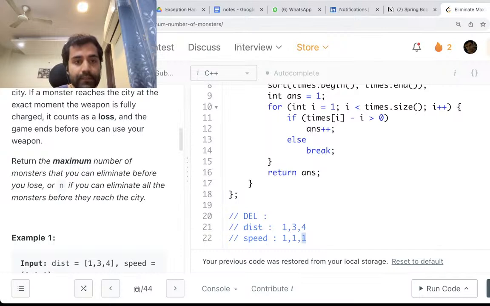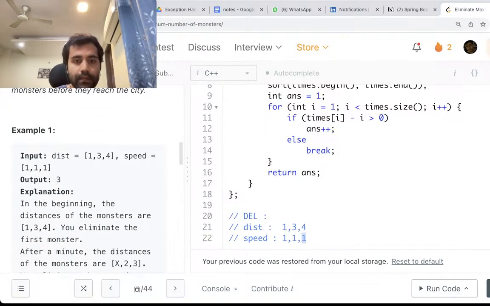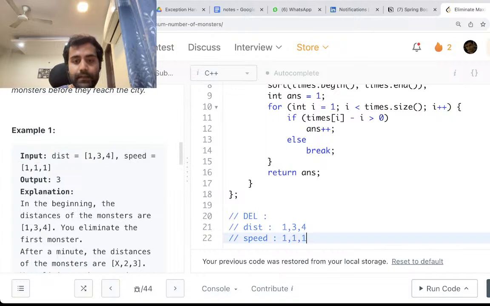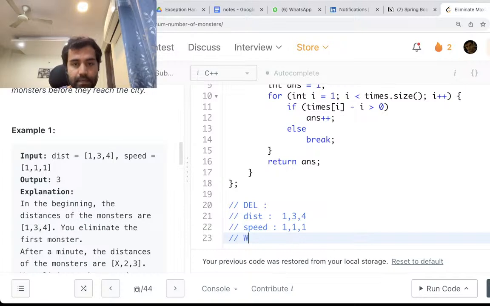Now what you have to do is return the maximum number of monsters that you can eliminate before you lose, or n if you can eliminate all the monsters. Well and good, if you can kill everyone before anyone touches your city, then the answer will obviously be n. Otherwise you just say how many monsters you can kill. There is a very simple example to it. When I take this particular example itself, I will say that I have been given these two arrays, and we all know that we have a weapon with us. The weapon is initially charged.